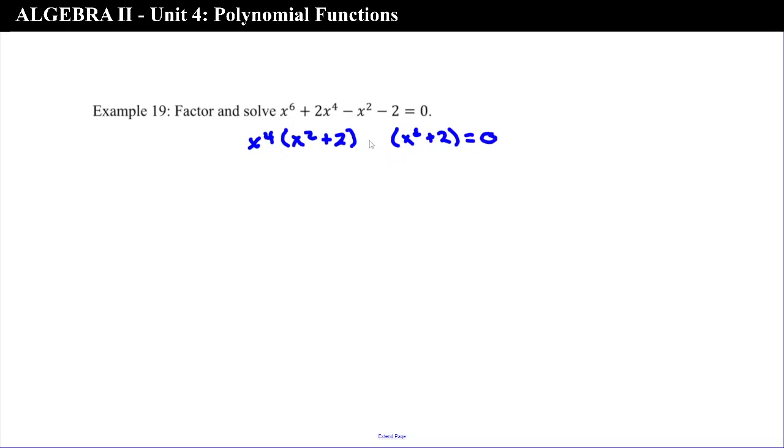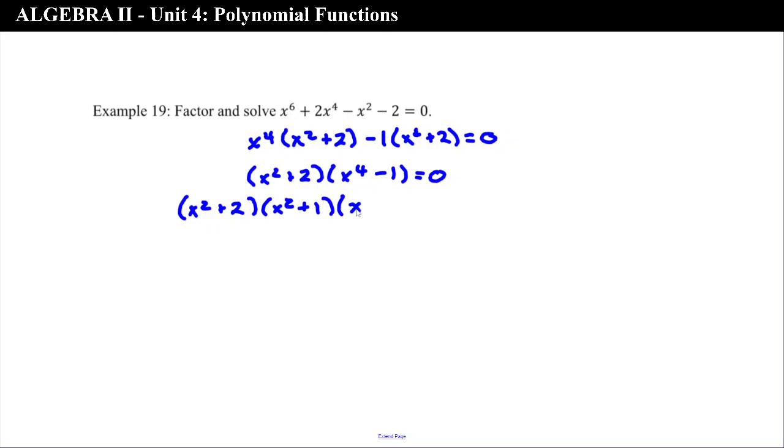And so what do we factor out to make that happen? A negative 1. So we end up with x squared plus 2 times x to the fourth minus 1. Can we factor either of these? Well, the answer is yes, we can. The x to the fourth minus 1 is a difference of squares. So the x squared plus 2 comes along for the ride. X to the fourth minus 1 factors into x squared plus 1, x squared minus 1.